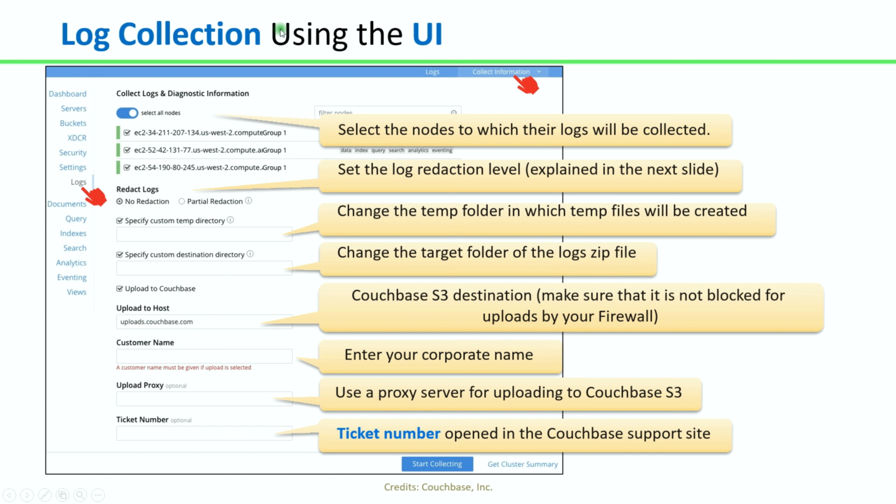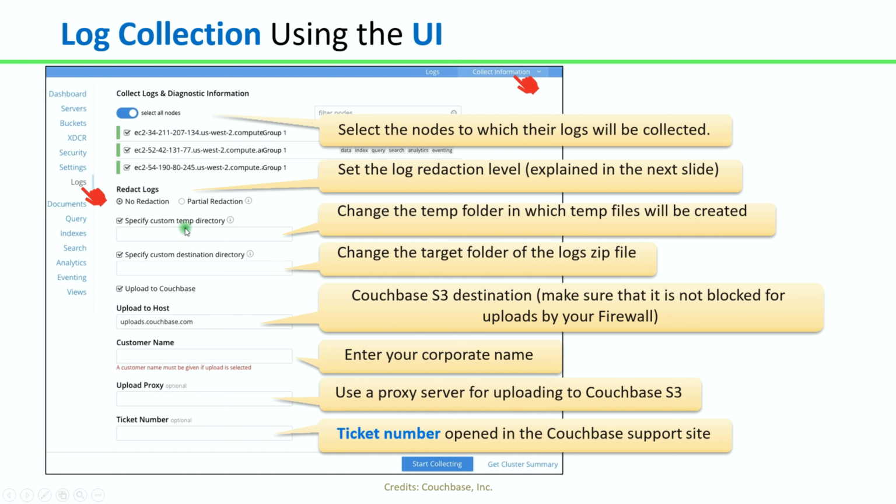Logs collection using UI. You can click on logs and click on collect information, then you will get this page. You can toggle this button to select all the nodes. If you want to generate logs only on a particular node, you can explicitly select that checkbox. Redact logs: set the log redaction level. This is masking the sensitive data. We will see more information about this in the next slide.